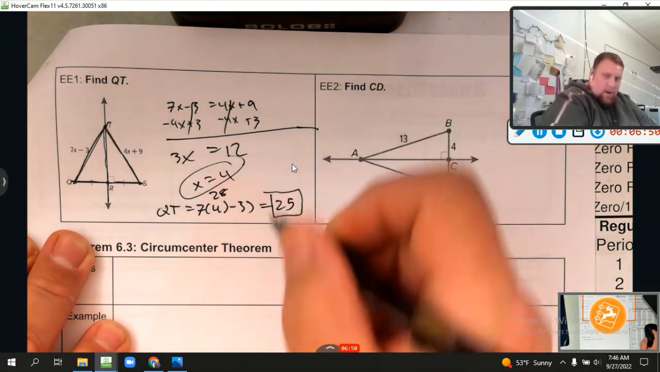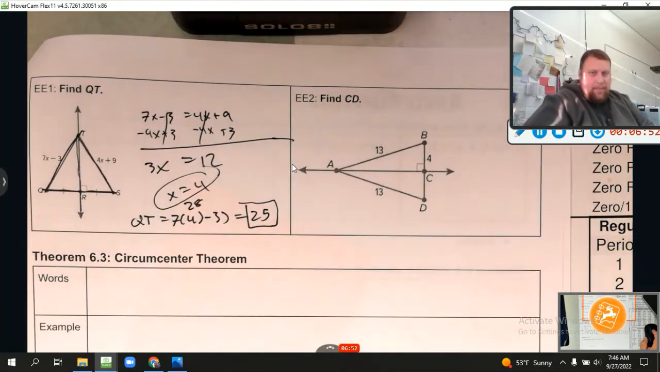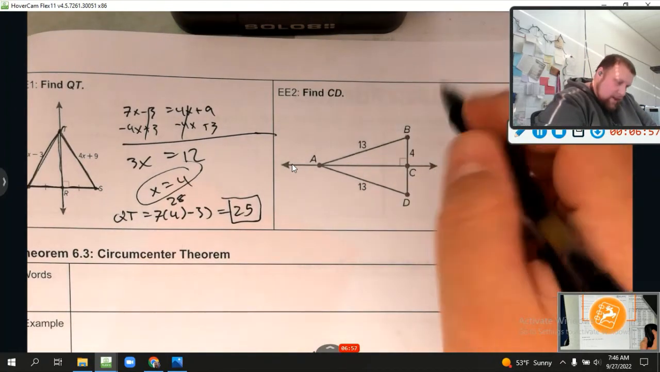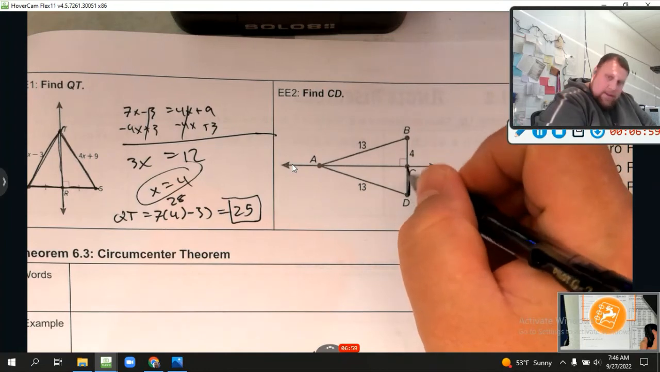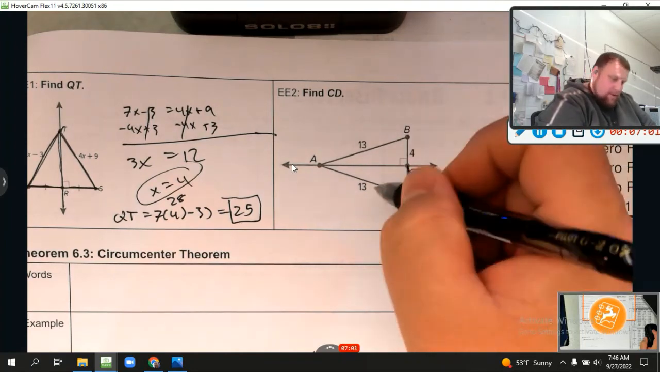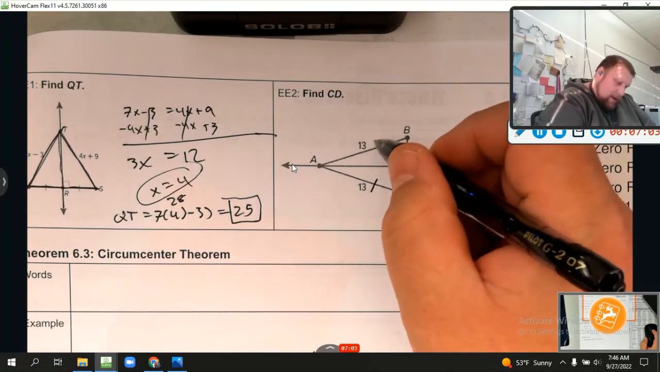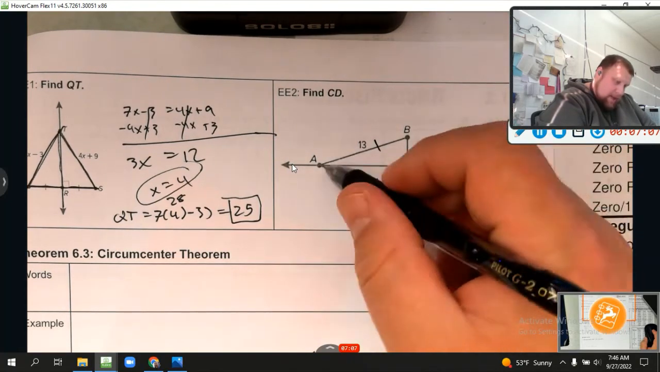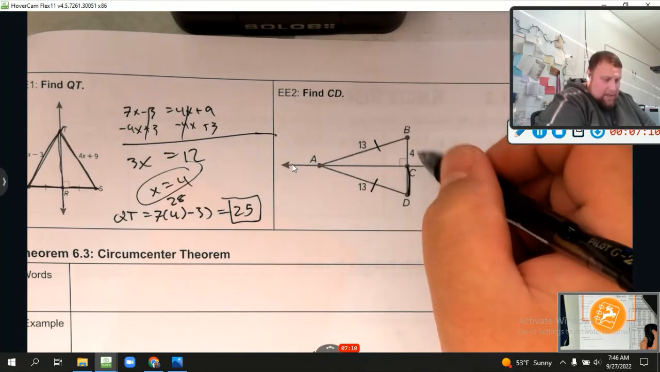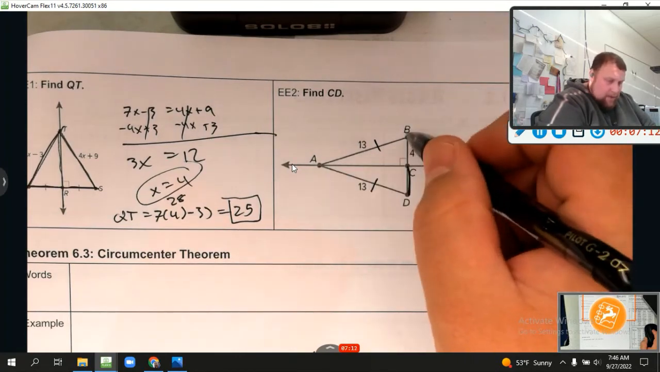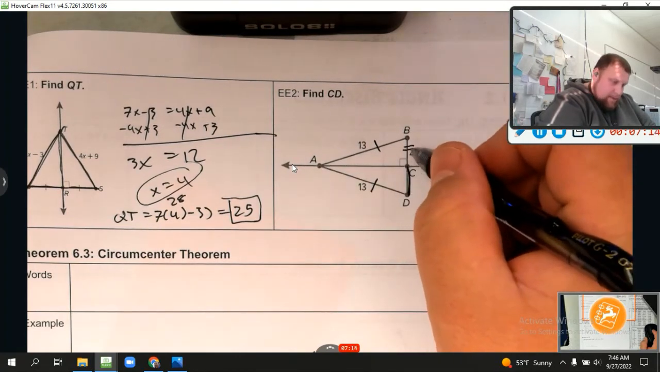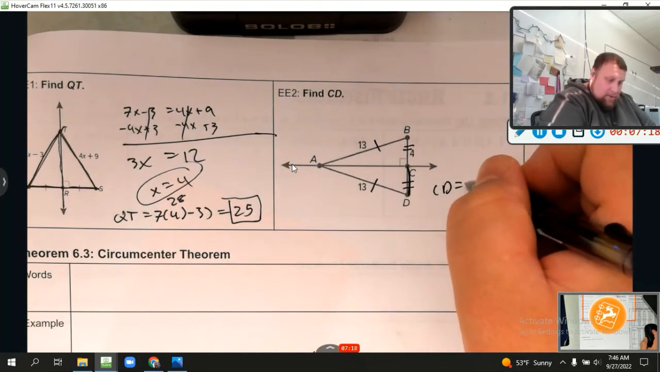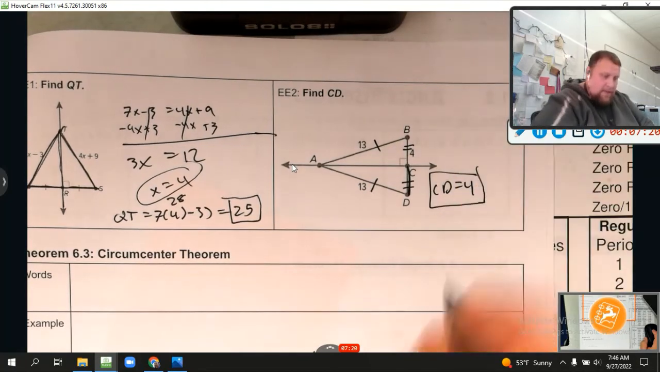Now, we're going to find CD. So I need to find this little section right here. But here's what I know. If AD is equal to AB, then A must lie on CA, and it makes CA a perpendicular bisector of BD, which means BC is equal to CD. It's therefore CD equals 4 because BC equals 4. Look how easy that was.